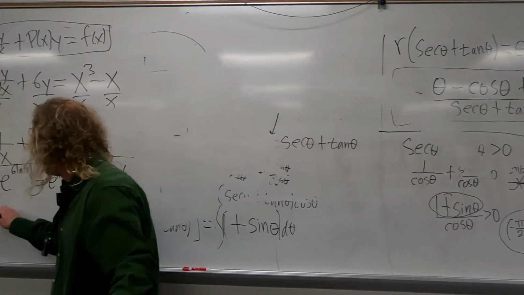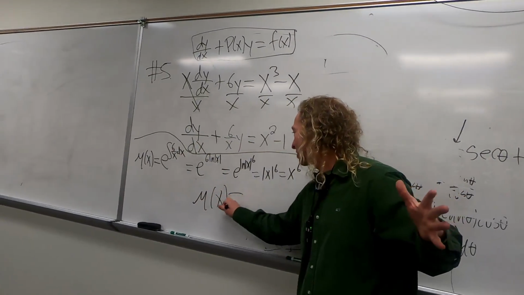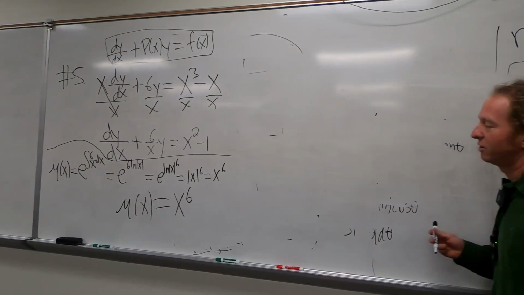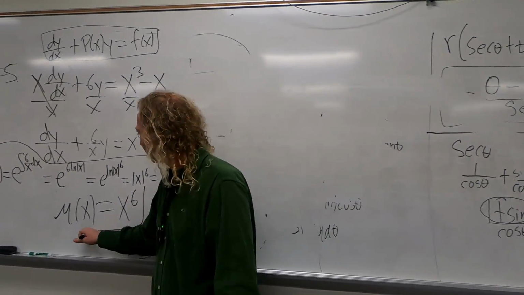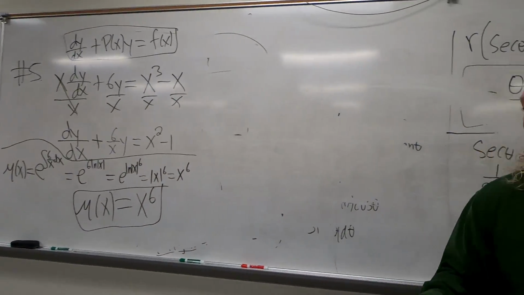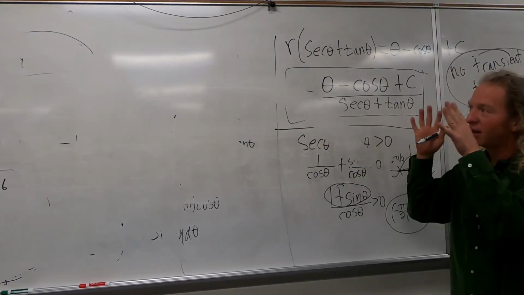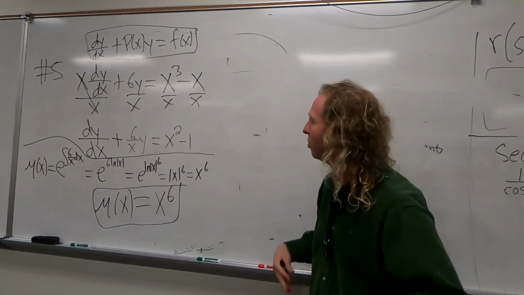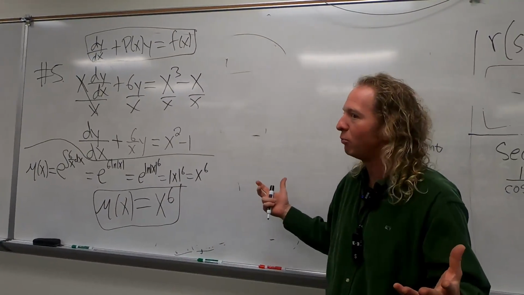I'm going to write it again. So mu of x is equal to x to the 6th. I'm going to put this in a box. I feel like it's an accomplishment, like we've made it. We've found something. I think this is going to be a really good test question because of the difficulty level. It's something you can do under pressure, but maybe there shouldn't be pressure.